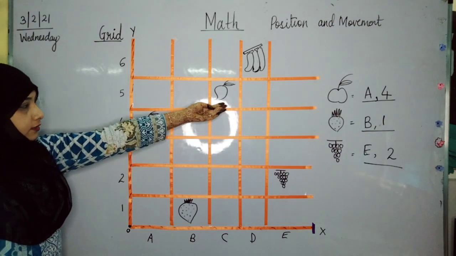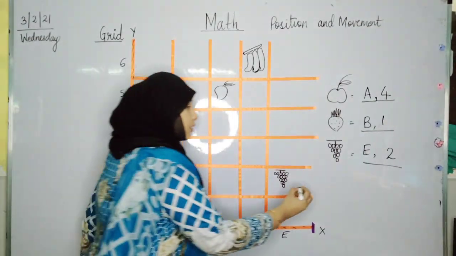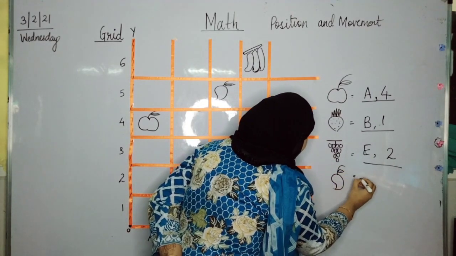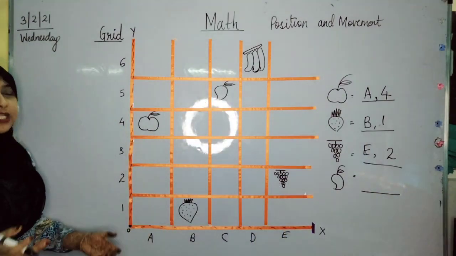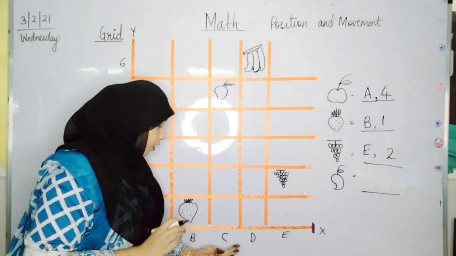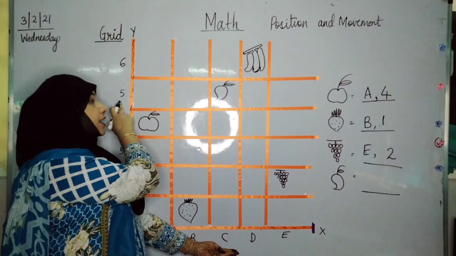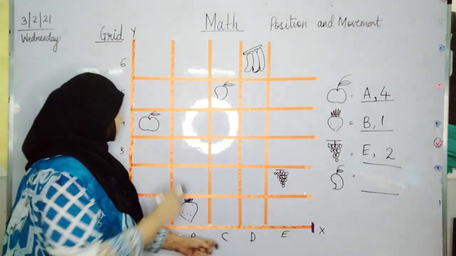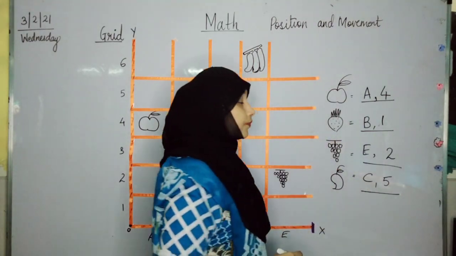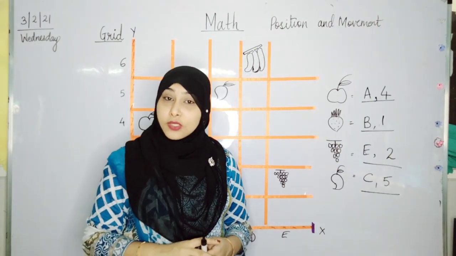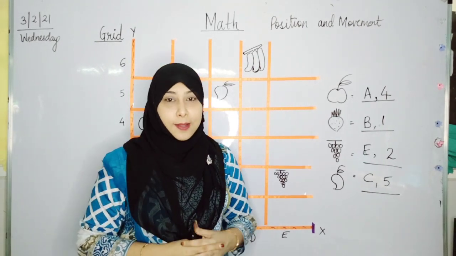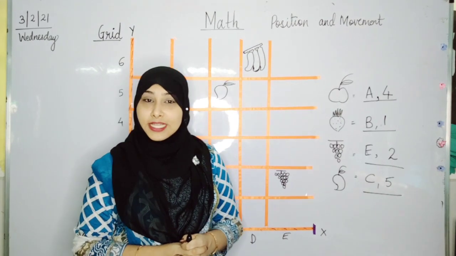Let's take a mango now. We will find the position of the mango. Can you all tell me? Mango, what is the position of the mango? Okay, for the x-axis it is on C and y-axis it is on 5. So C5 is the position for mango. So this is how we find the positions of the given objects. Now let us move ahead and see another sum. Are you all ready? Okay, let's start.